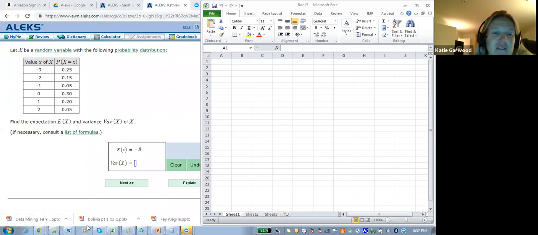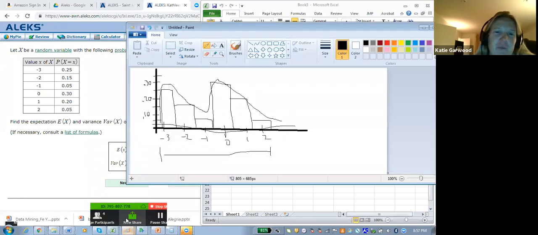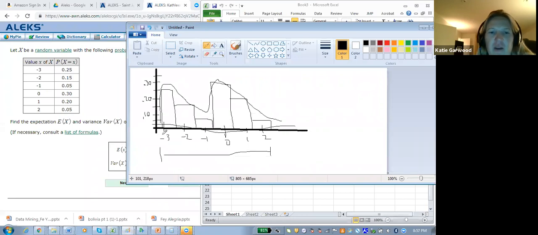So if we look at it, I did take the pre-drawing. -3 to 2 are the possible things that could happen. And maybe it's betting. So maybe you're sitting on the street and you could pay $1, and if you win, you make $2, but if you lose, you lose $3. And these are the probabilities of those happening. So the probability of -3 happens 25% of the time, -2 happens 15, -1 happens 5% of the time, 0 happens 30, 1 happens 20% of the time, and 2 happens 5% of the time.